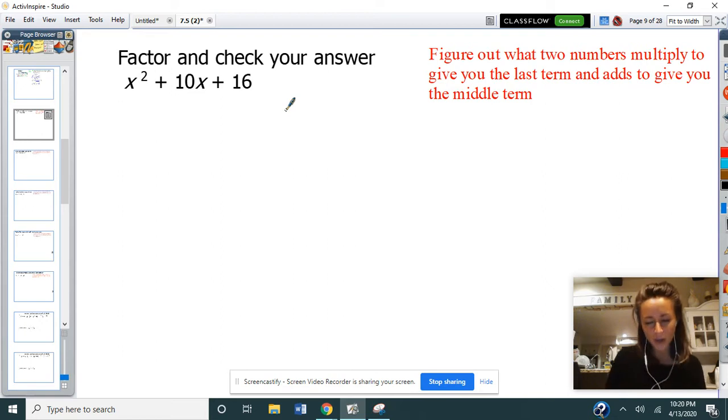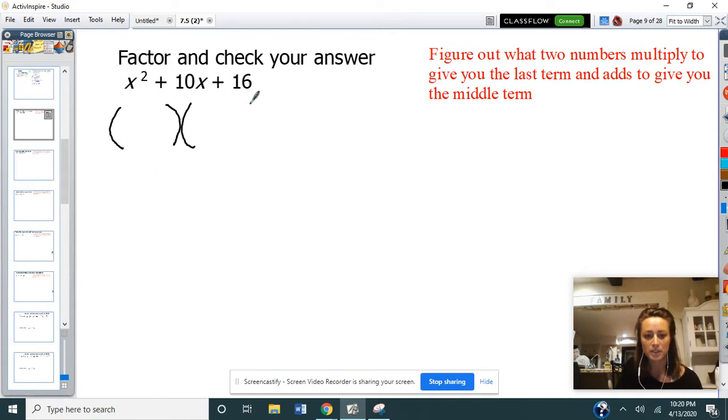So remember, what does factoring mean? Factoring means turning something into a multiplication problem. So we're going to turn this into a multiplication problem. And remember, what goes here, the first two terms have to multiply to give me x squared. So what multiplies to give me x squared? X times x. And then the last terms have to multiply to give you the last term, but add to give you the middle term. And I have that here.